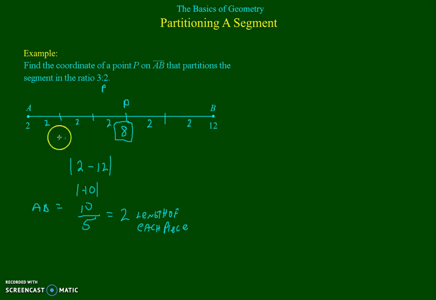Just as a cross check, this length is 6. This length is 4. So the ratio of the lengths had better come out to 3:2. If we simplify this, 6 divided by 2 is 3. 4 divided by 2 is 2. So there's our ratio, 3:2, 3/2. All right, let's move on to the next topic.